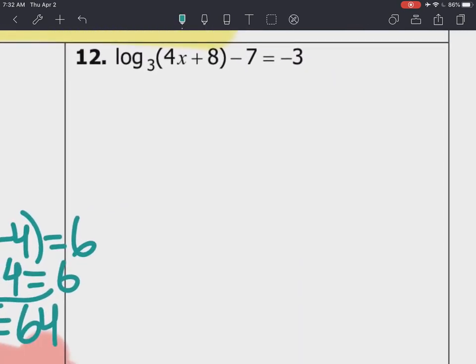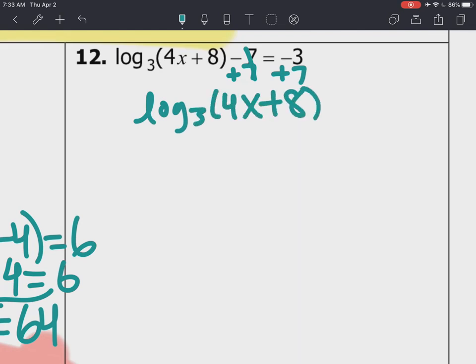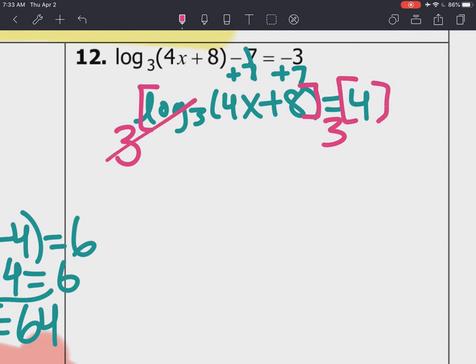Alright, let's go to number 12. So number 12, it is not isolated. So you need to take the log and make sure it's all by itself by moving the 7. If I move the 7, all of a sudden, the log of whatever you're evaluating is by itself, and you get a 4. Now you have a 3 here, so that means you're going to do 3 to the power of both sides.